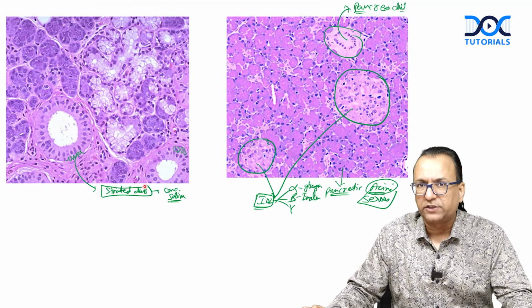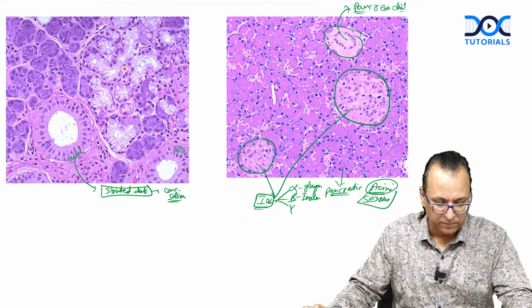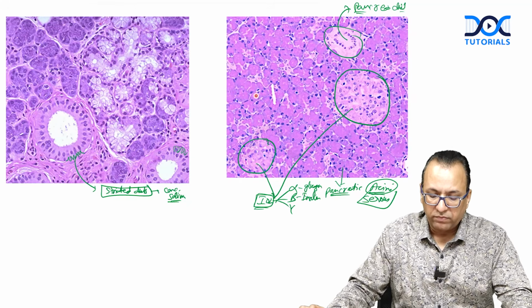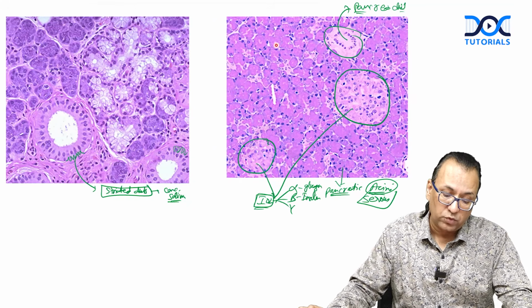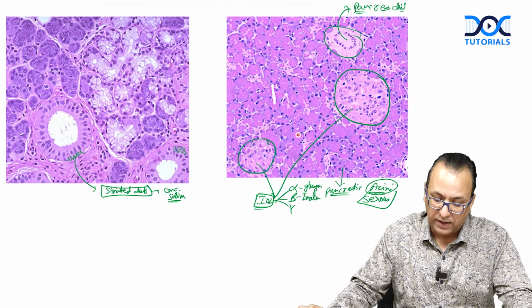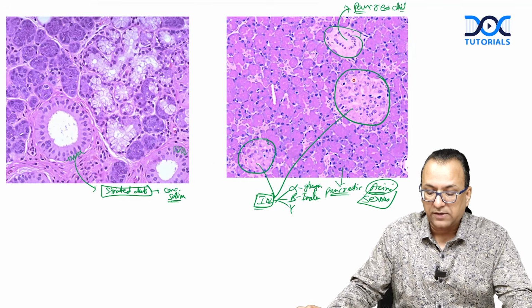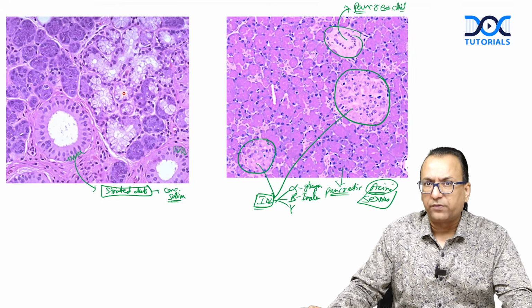So these are the differences which you can use to differentiate the slides of parotid or submandibular salivary gland from the pancreatic gland, which is exocrine when you come to the serous acini, because they pour the secretion into the duct, and endocrine also, because islets of Langerhans are endocrine. They pour the secretion into the blood vessels, some capillaries around. That is endocrine nature. So pancreas is endocrine plus exocrine. The salivary glands are purely exocrine type of glands.